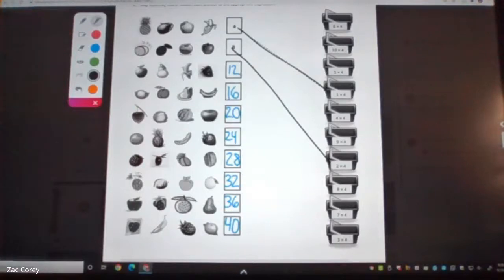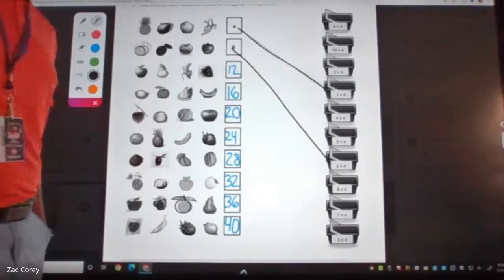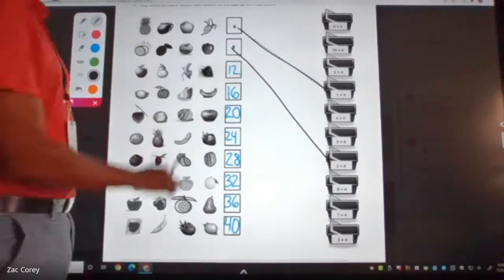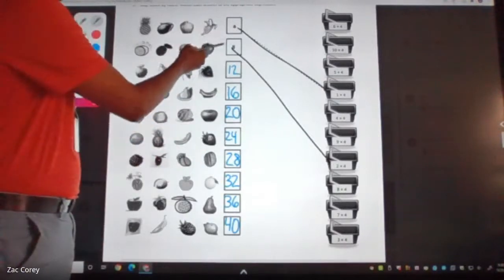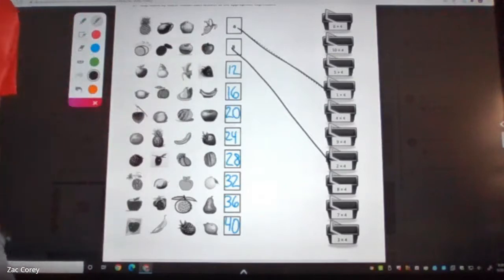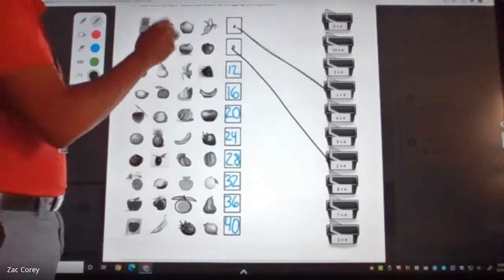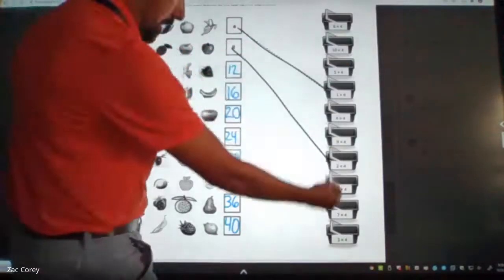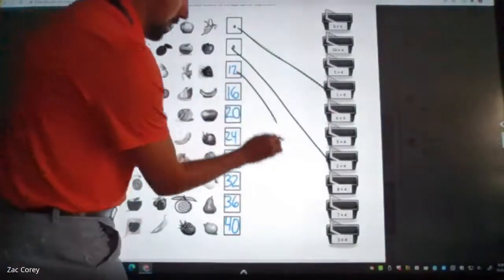Let's do one more together, and then I'm going to have you pause my video and see if you can figure out the rest. 12. That means we skip counted by 4s how many times? Started here with 1, 2, 3. So if we're skip counting by 4s 3 times, that must mean that the multiplication equation, or the multiplication sentence or expression, however you want to say it, is 3 times 4, right? Because we're skip counting by 4s 3 times. So now we just have to find 3 times 4 over here, and it's at the very bottom.